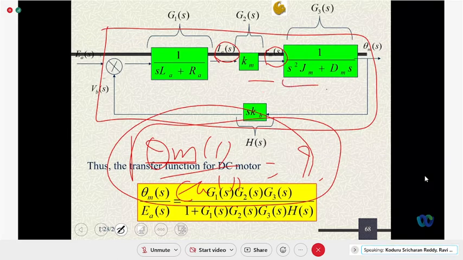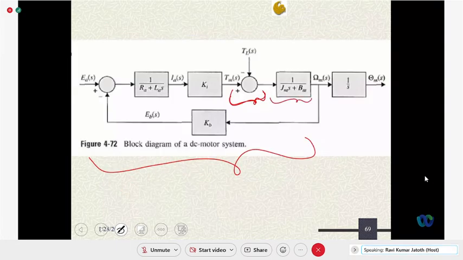Now here, S is common, right? I can take 1 by S as common, right? 1 by S squared Jm plus Bm S. If I take 1 by S common, then the resultant one is 1 by Jm S plus Bm, right? I can write it as two blocks, 1 by Jm S plus Bm and 1 by S. If I multiply these two, I will get the same.